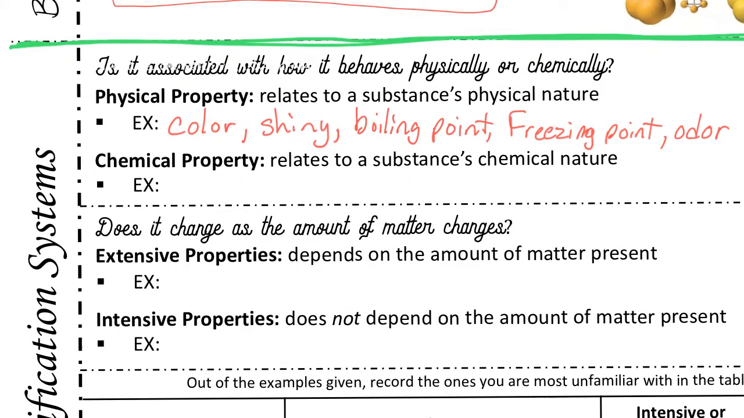Chemical properties relate to the substance's chemical nature. Usually what the substance will react with. Like, does it react with oxygen? Does it combust? Does something rust? And so on. So the chemical properties really are about how this substance behaves chemically.